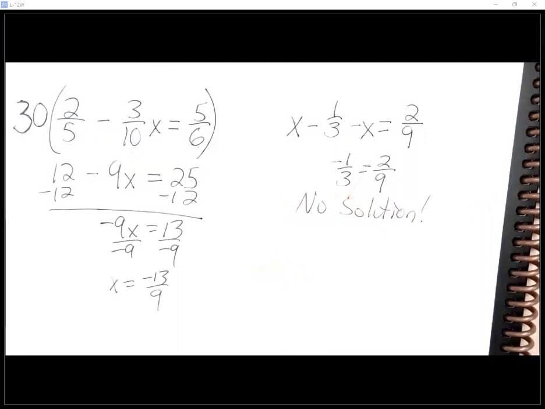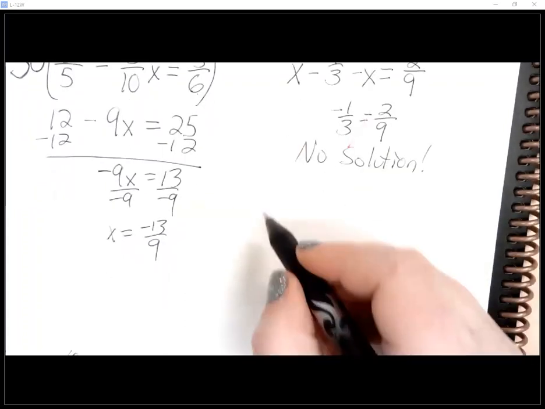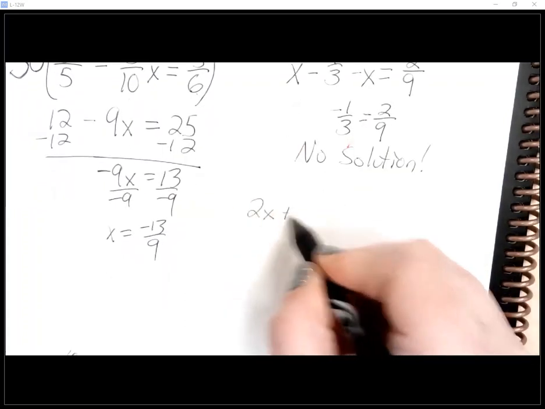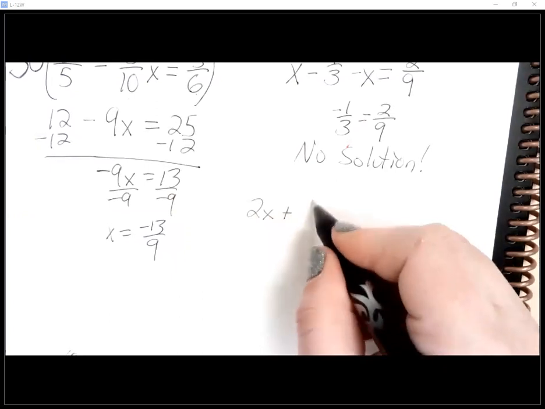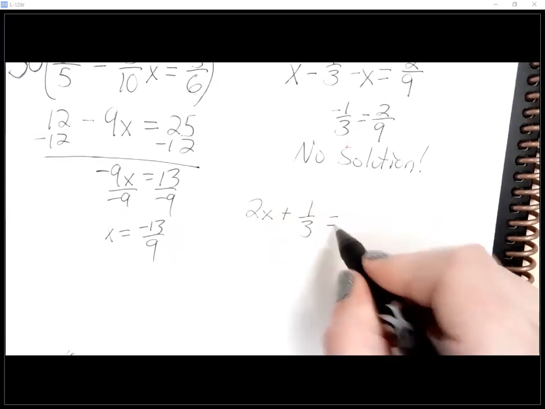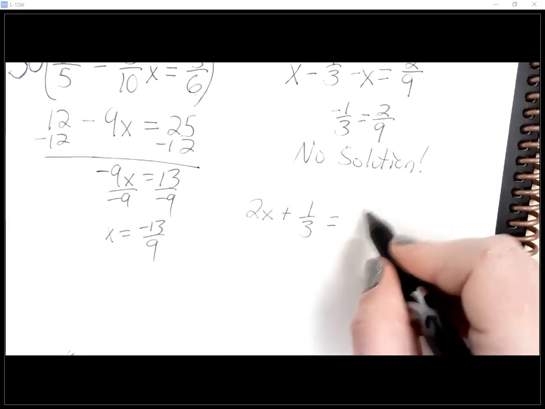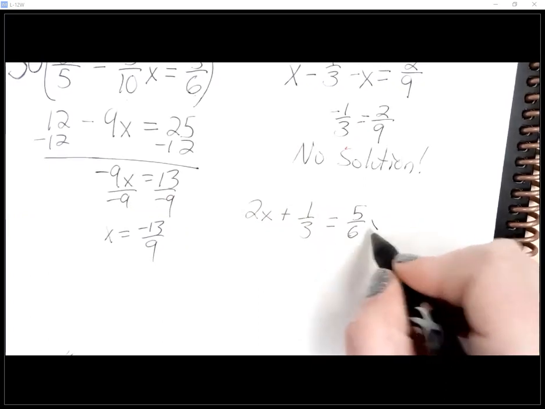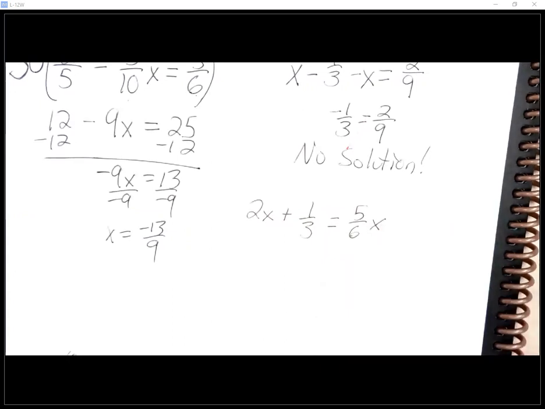Nothing that works. Let's try another one where we mix some that are fractions and some that are not fractions. So what if I did something like 2x plus 1/3 equals 5/6? Let's throw another x on here. Something like this. Let me let you try it. Go ahead, you try it first. Let's see. This one should have an answer. It's probably not a nice number.